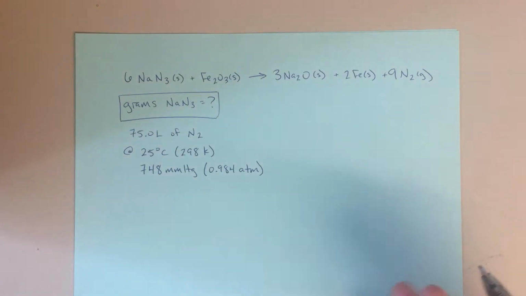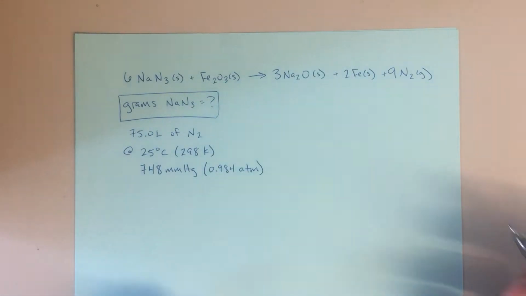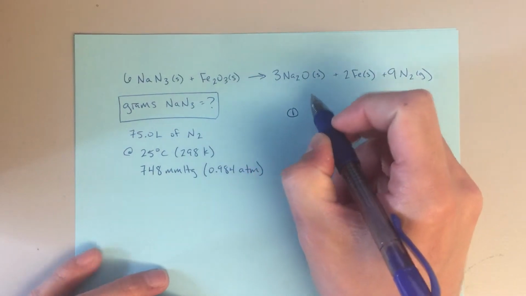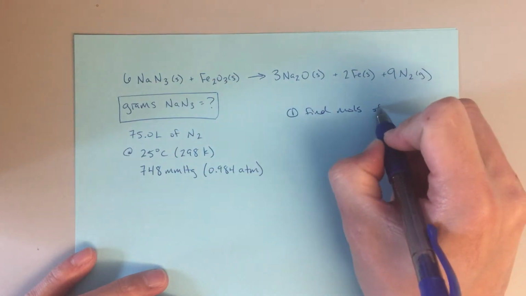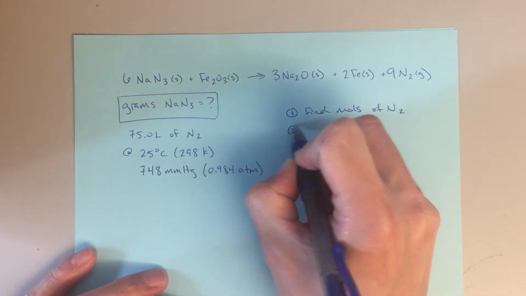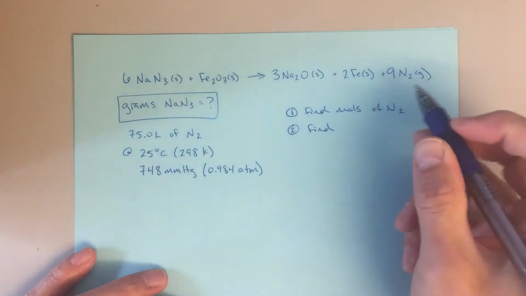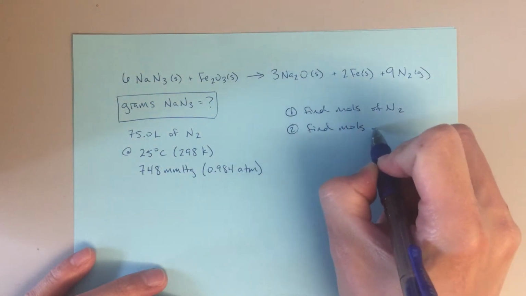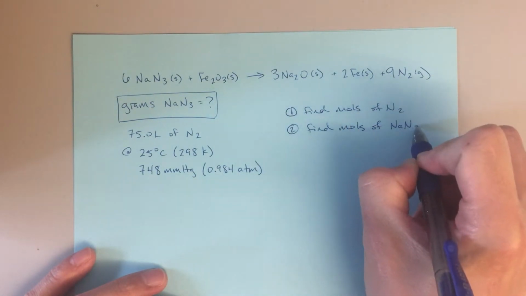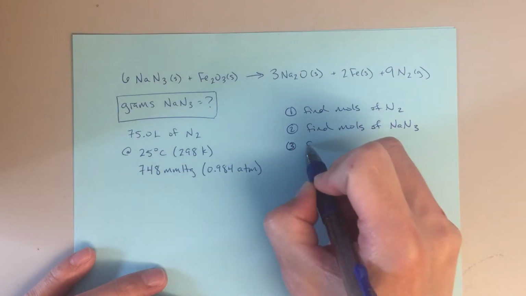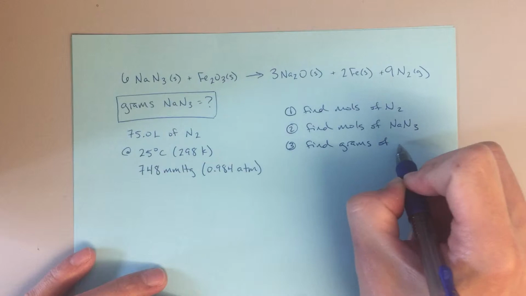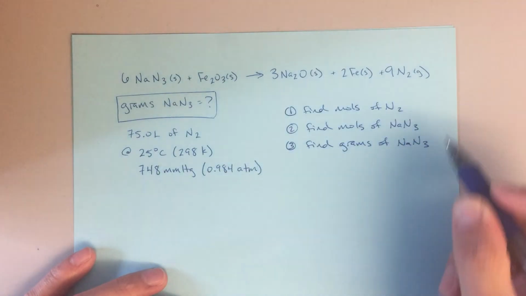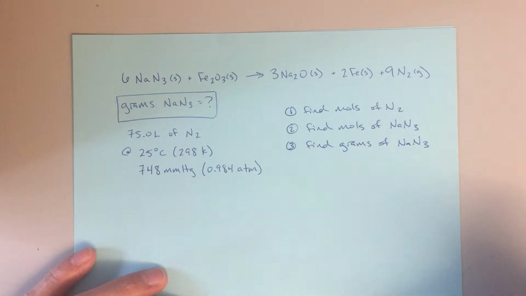So then we sort of have to come up with a plan of attack, a way in which we're going to solve this problem. I might write out a strategy. So number one, find moles of N2. Number two, use that number of moles of N2 to find the moles of sodium azide. And then number three, just convert from moles to grams. So find grams of sodium azide. That's going to be my three-step process that I'm going to go through.